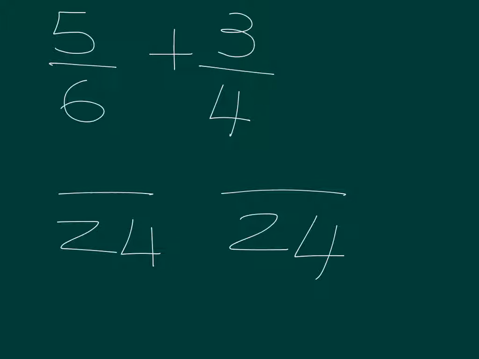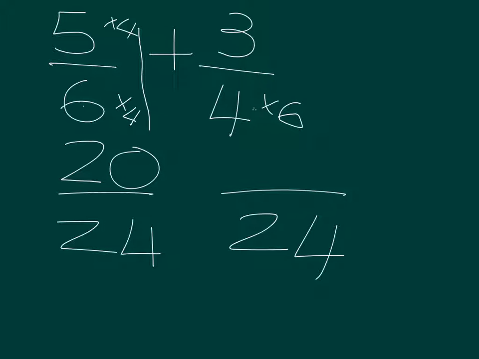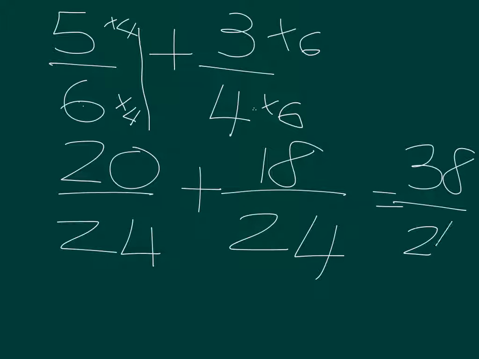Now, what did we do to the 6 here? We multiplied it by 4, didn't we? Now, if we do that to the bottom, we have to do it to the top. So we multiply by 4, we multiply by 4. 5 times 4 is 20. Now we go on this side. What did we do to that 4 to make it 24? We times it by 6. So what you do to the bottom, you've got to do to the top. 3 times 6 gives me 18. Right. Now we can add. We've got 20 plus 18 gives you 38 over 24.